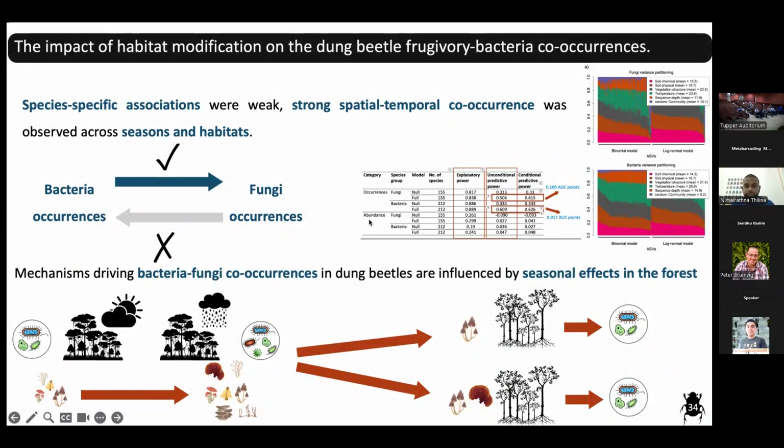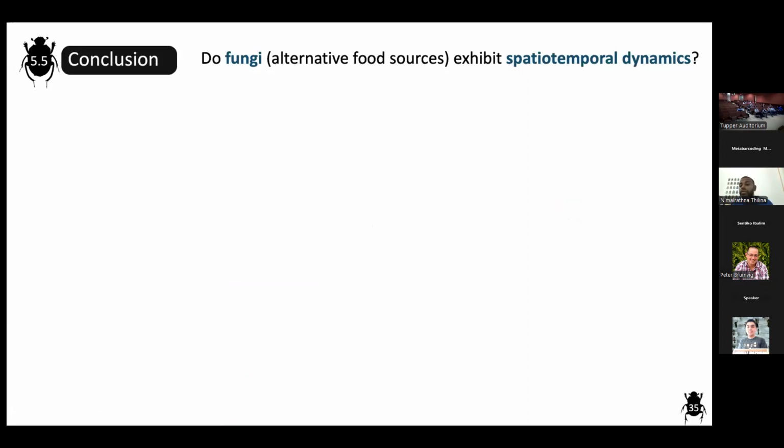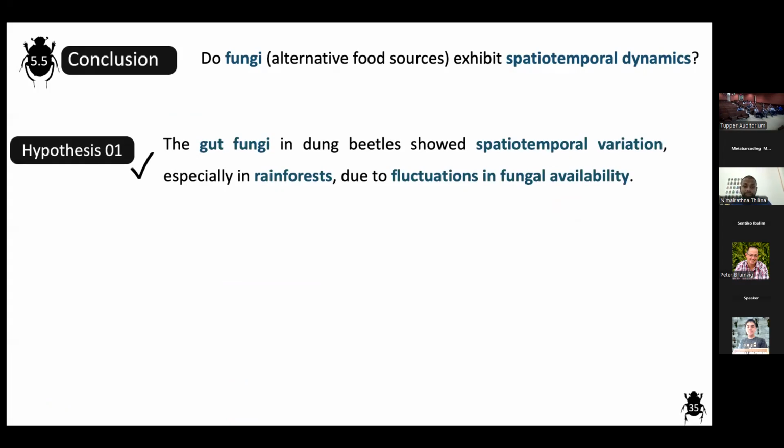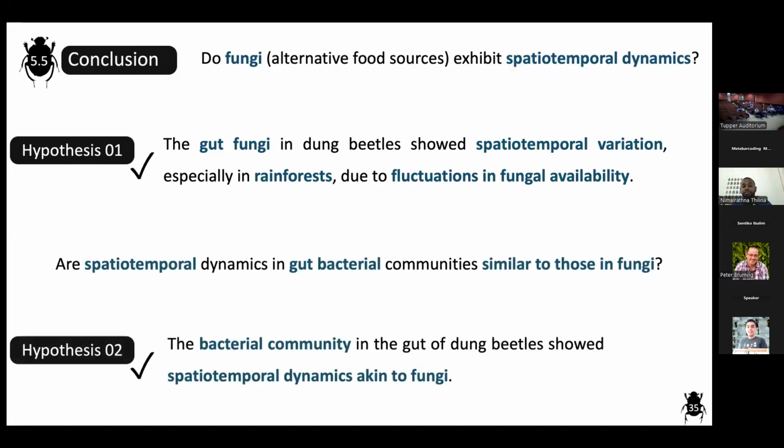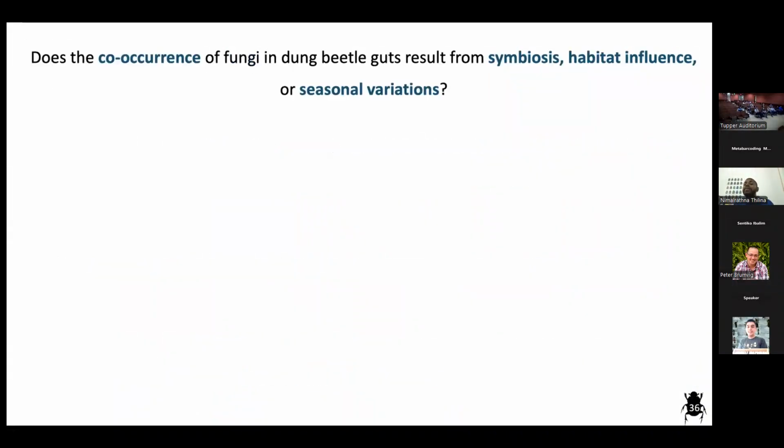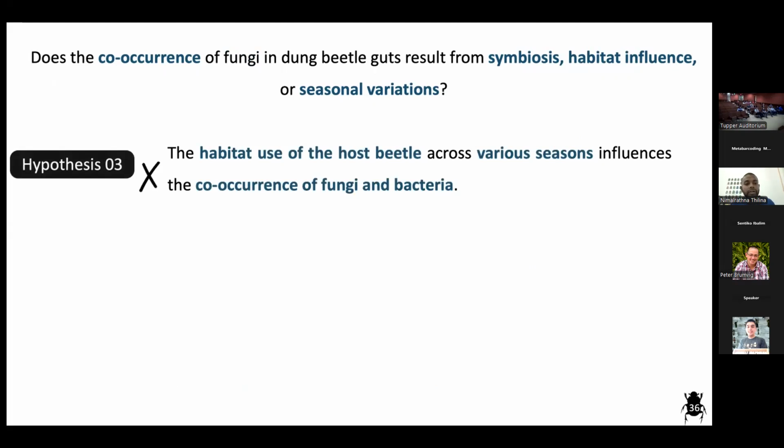in the rubber plantation. So we asked the question whether the dung beetle shows a different composition or different spatial temporal dynamic in the fungal food component. As we hypothesized, we found there's a fluctuation in the gut fungi in the dung beetle gut. And second, we asked whether the bacteria help for such diversion or whether they actually co-occur. We found a similar pattern to the fungi for the bacteria as well. However, for the third hypothesis, we hypothesized that this co-occurrence is mainly driven by symbiosis. But according to our results, rather than the species co-occurrence, habitat use and the season mainly drive this fungi bacteria co-occurrence.